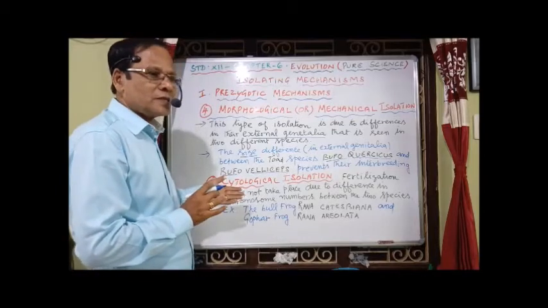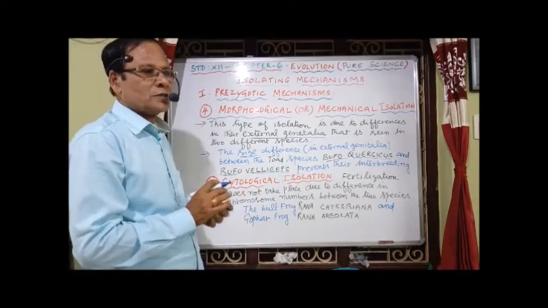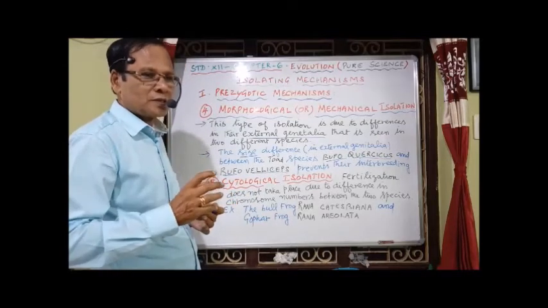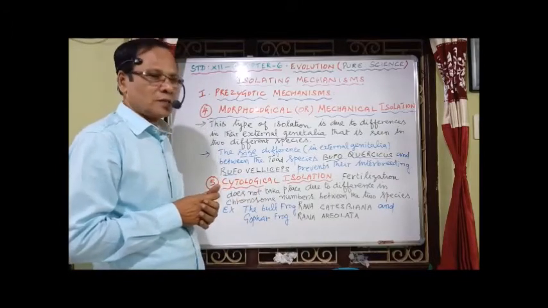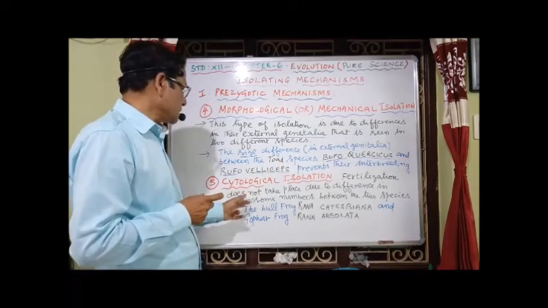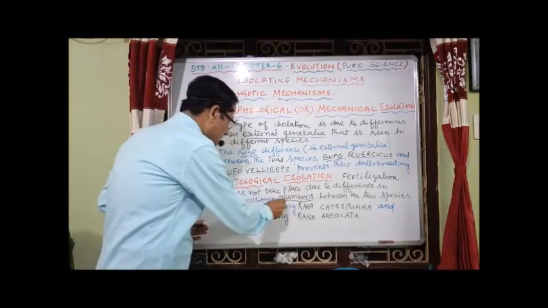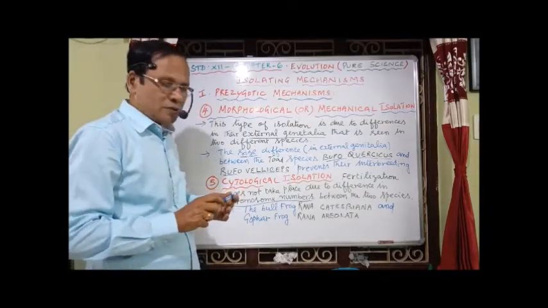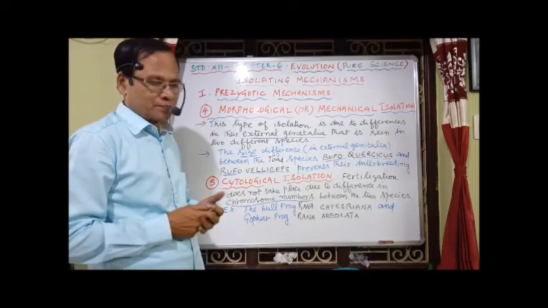Fertilization is prevented between two different species due to difference in the number of chromosomes or difference in the structure of the chromosomes. Here in a book it is given only as difference in the number. So fertilization does not take place due to differences in chromosome numbers. No fertilization occurs between the gametes of two different species.